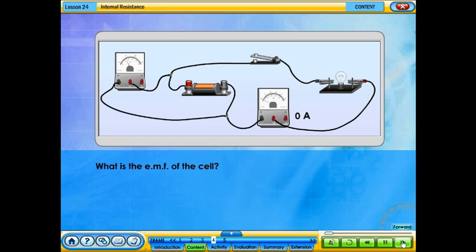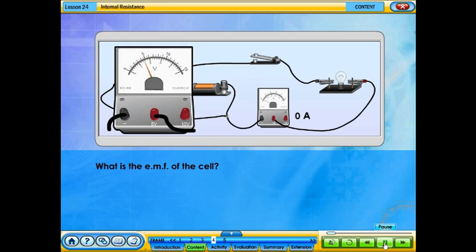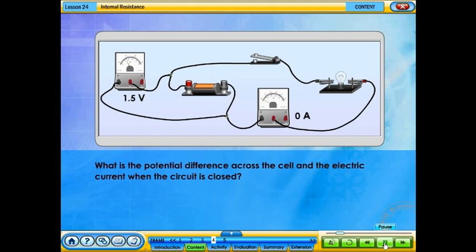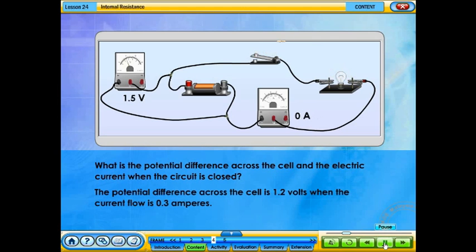What is the EMF of the cell? The EMF of the cell is 1.5 volts. What is the potential difference across the cell and the electric current when the circuit is closed? The potential difference across the cell is 1.2 volts when the current flow is 0.3 amperes.